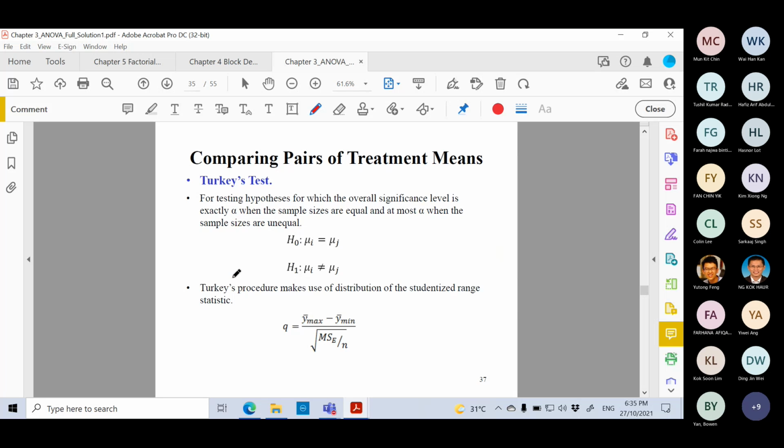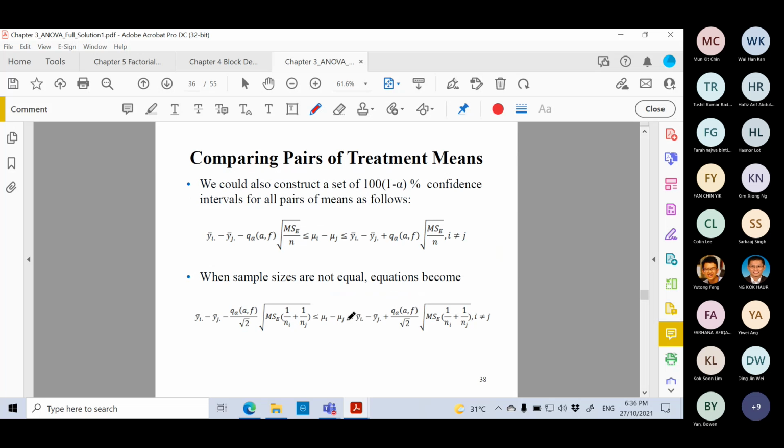If you are using the Tukey technique, it compares the mean for the maximum minus the mean for the minimum, divided by their standard error, which is the square root of MSE divided by n. This is called the Q studentized range statistic. It is a range because it uses a maximum minus a minimum. After that, we construct the confidence interval for the difference.